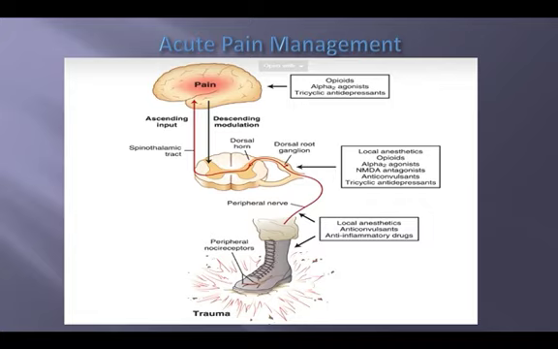So this is a diagram depicting that, and this shows you where the drugs that we use for pain management act to help modulate or diminish that pain.